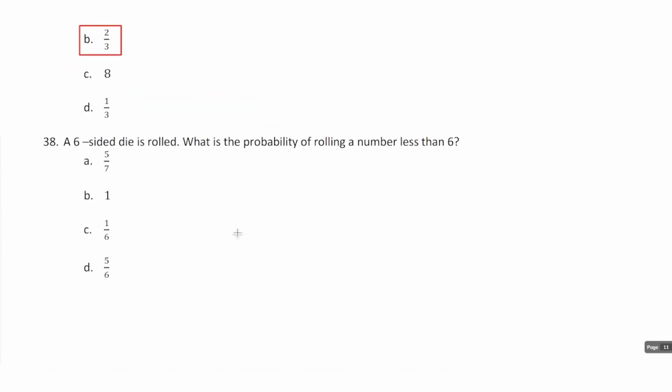Number 38 says a 6-sided die is rolled. What's the probability of rolling a number less than 6? So there are a total of 6 sides on the die, 1 through 6. And if you want to know the probability of getting less than 6, well, there's only 5 options there: 1, 2, 3, 4, and 5, out of a total of 6 options. So you don't even have to reduce this. The answer is D.